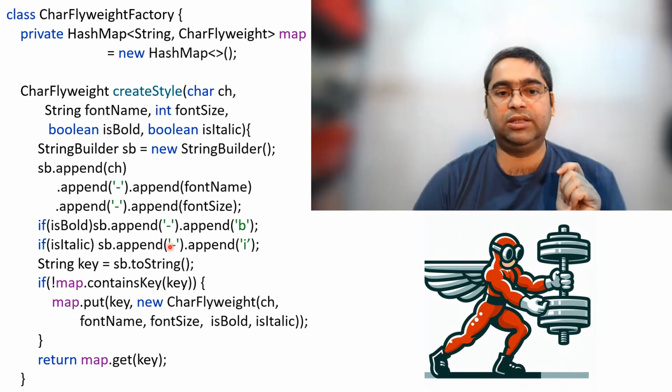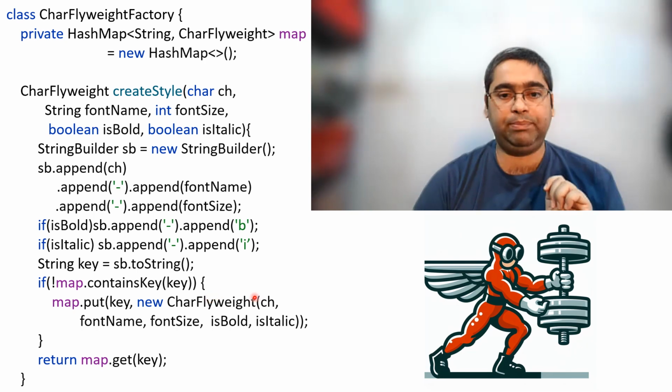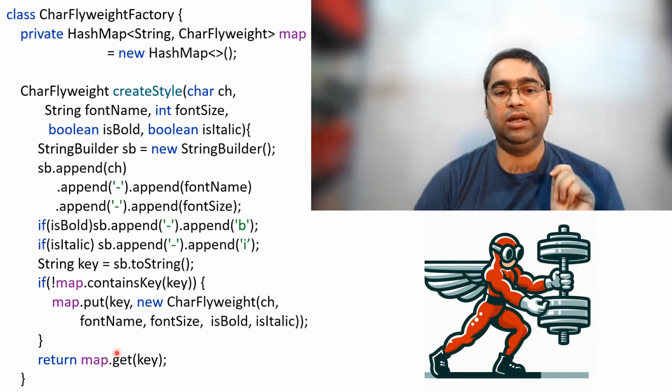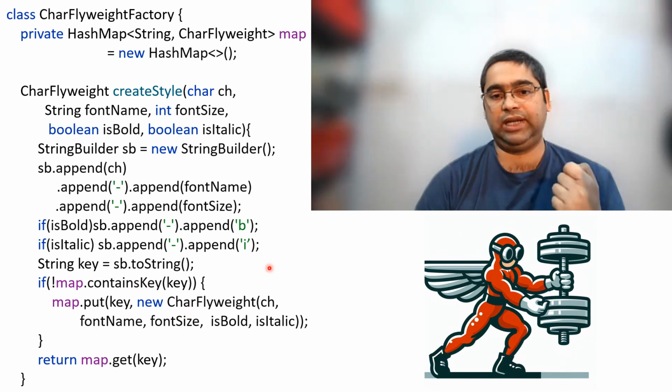A string is the unique key, which we saw. So how does it create the key? It basically appends the character, its font name, font size, and whether the character is bold or italic. Once that unique key is created, it checks, and if that key doesn't exist in the map already, then it creates a new flyweight object for representing that style and adds it to the map against that key. And finally, if it already exists or it has been added, it fetches the char flyweight object and returns it. So this way, if multiple characters have the same style, then they will get the reference to the same char flyweight object.